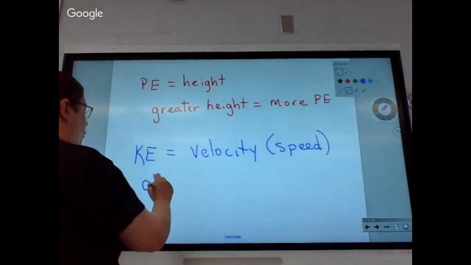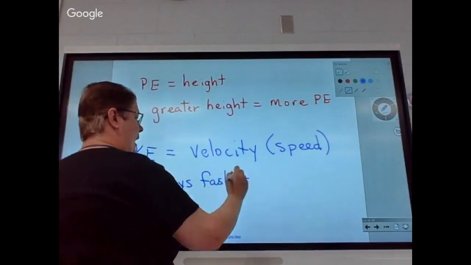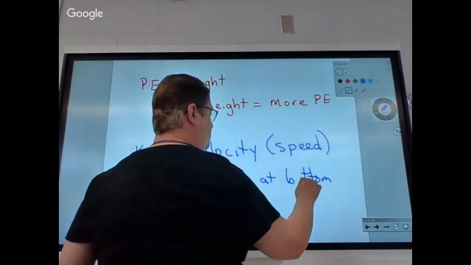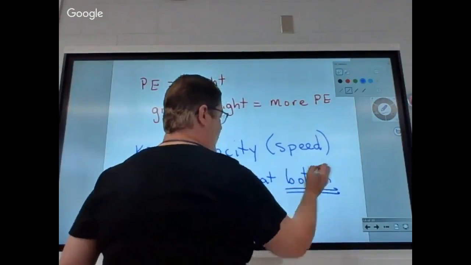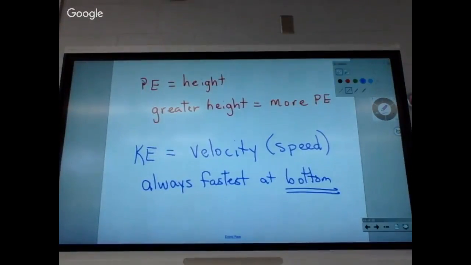Okay? It is always fastest at the bottom. Whether you're on a roller coaster or you're just driving on a hill. If you've been on a bicycle, you go down a hill. If you take your feet off the pedals and just coast, your speed is always the fastest at the bottom. Not close to the bottom, at the bottom. Okay? Are you with me on that?